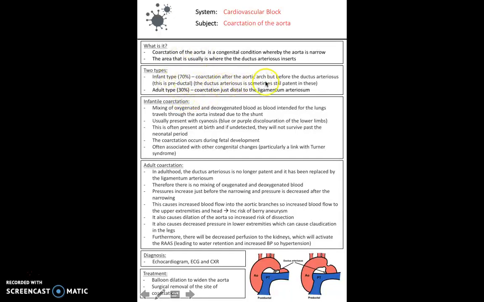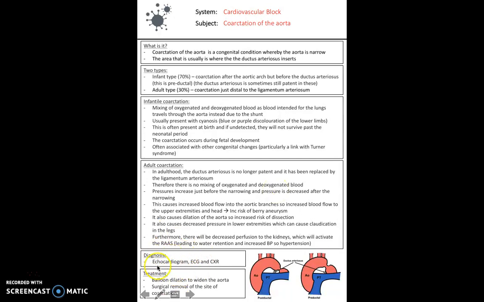This is where you get coarctation of the aortic arch before the ductus arteriosus, and this results in the mixing of oxygenated and deoxygenated blood, which is intended for the lungs, travelling through the aorta instead of due to the shunt. And you get the adult type, which is much less common, which is where the coarctation is just distal to the ligamentum arteriosum. The ductus arteriosus is no longer patent and therefore has been replaced by the ligament, and there's no mixing of oxygenated and deoxygenated blood.